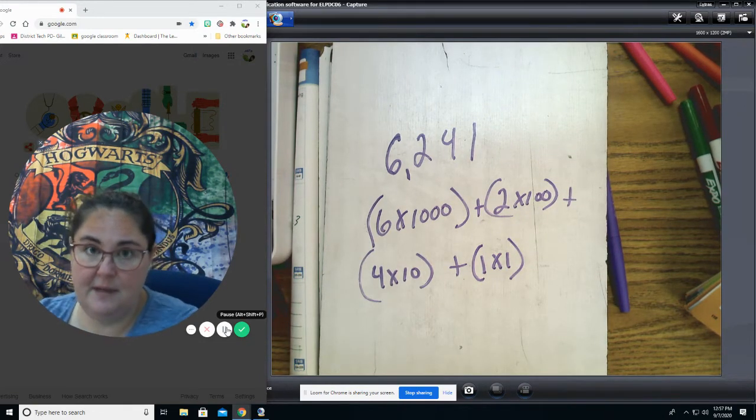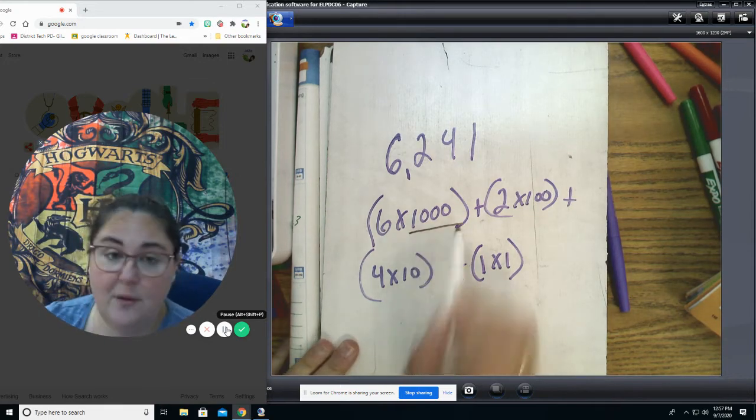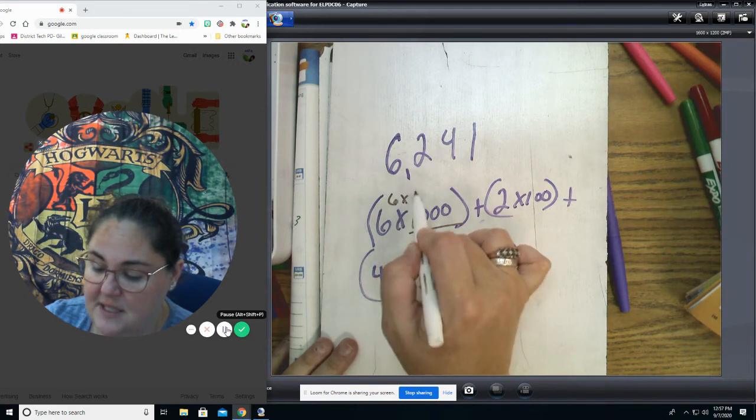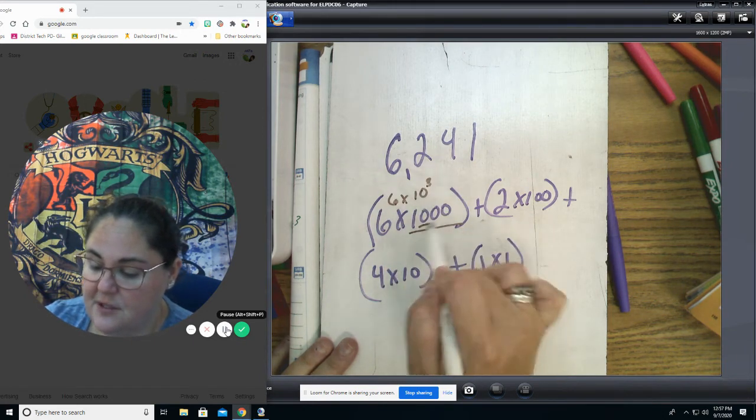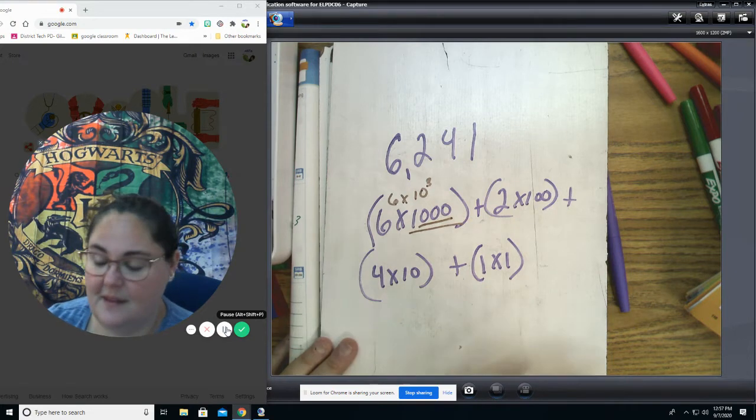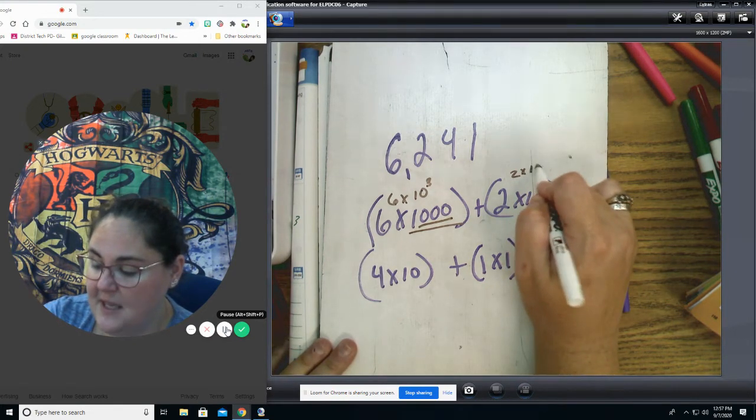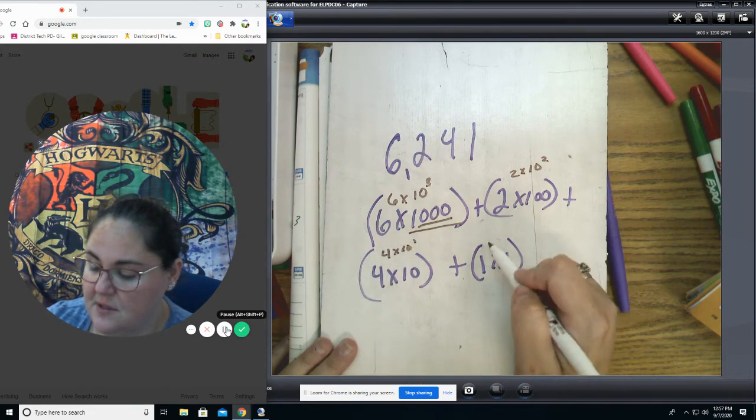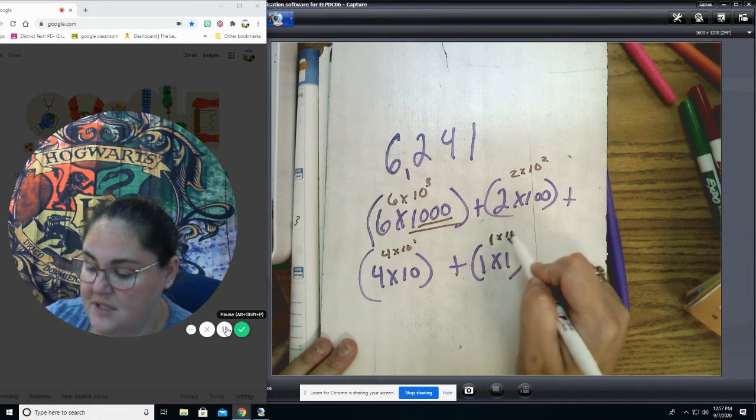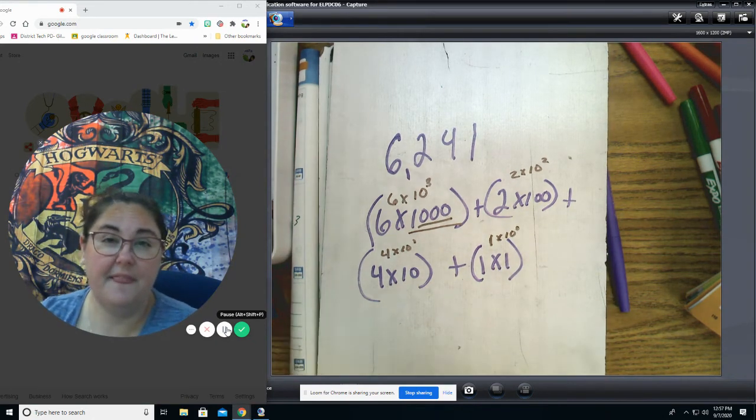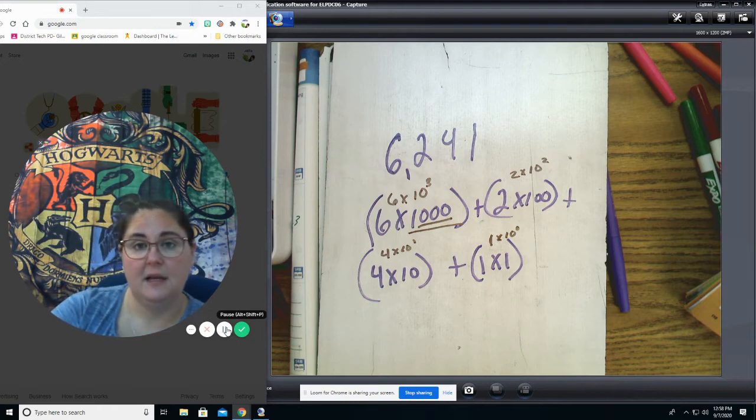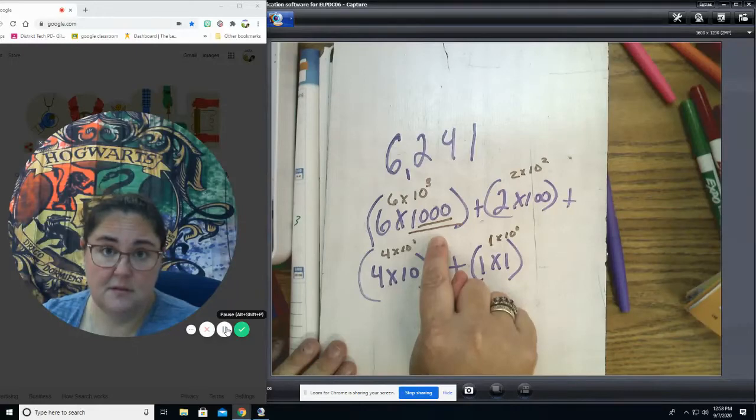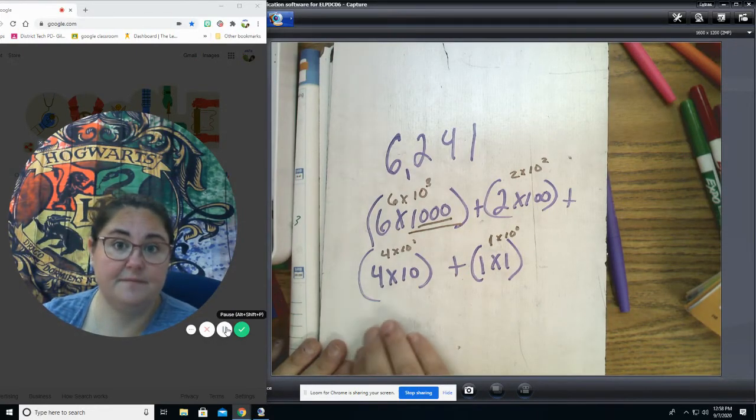Exponential form basically means instead of writing the number 1,000, you're going to rewrite this as 6 times 10 to the third because there are 3 zeros. 2 times 10 to the second. 4 times 10 to the first. 1 times 10 to the 0. That's a little sneak peek of what we're going to be doing today. Exponential form is taking what you've already done and rewriting it a little differently.